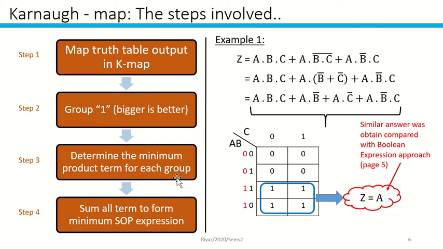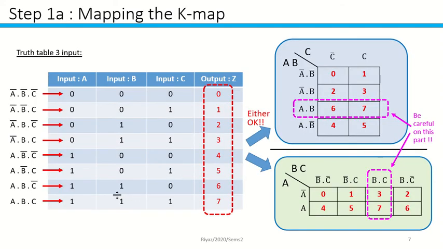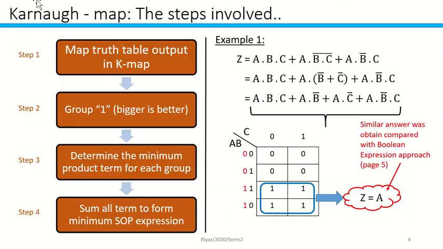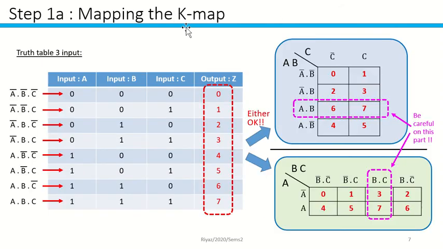So let's begin with the first step, which is the mapping of the K-map. When you have a truth table of 3 inputs, input A, input B, and input C, there will be 8 possible configurations. That means you have 000, 001, 010, 011, 100, 101, 110, and 111.